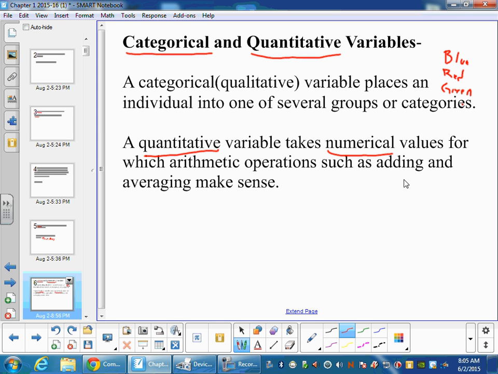So I'd ask you something like, how many siblings do you have? How many pairs of shoes? Those are quantitative variables that I can ask. Now keep in mind that sometimes categorical variables are called qualitative, and that sounds kind of like quantitative. So make sure you understand that those are similar.